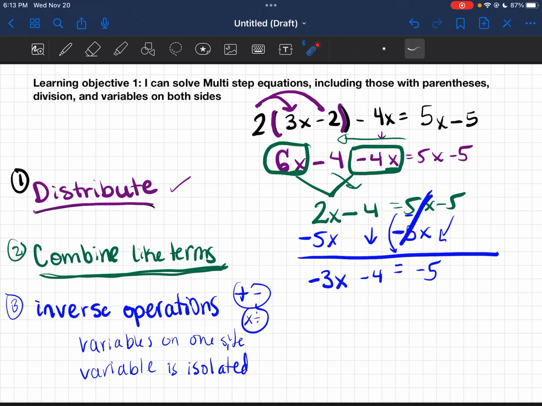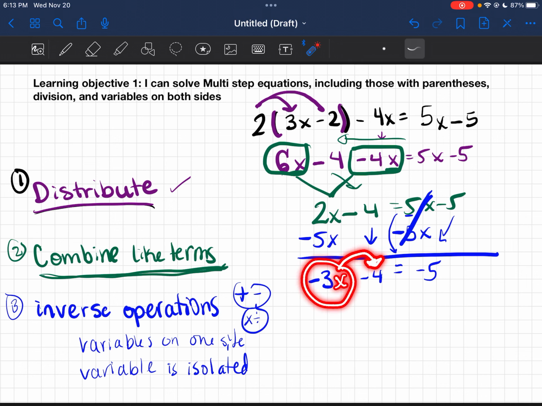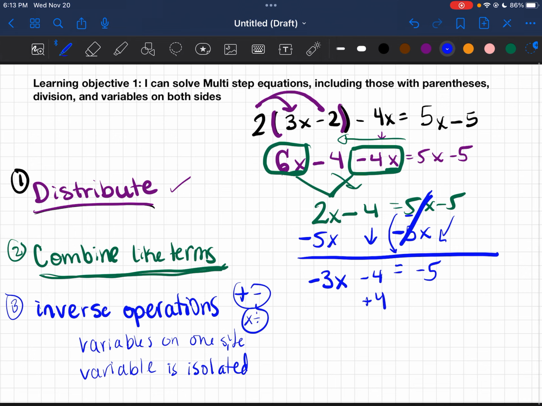My next step is to make sure that the variable is isolated. I want to get the variable on one side, all by itself, and all the numbers on the other side. So I'm going to identify where the variable is, and I'm going to start with the thing that does not have the variable. So I have -4 here. I'm going to do the opposite of that, which is +4. And I'm going to do that on both sides of the equal sign.